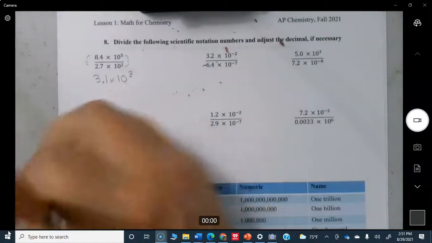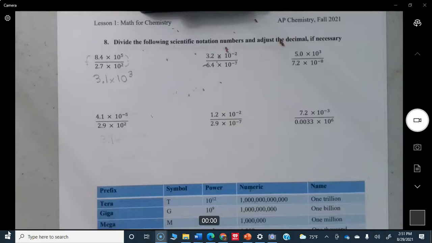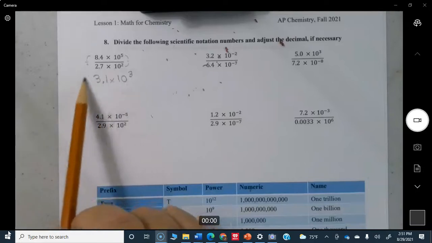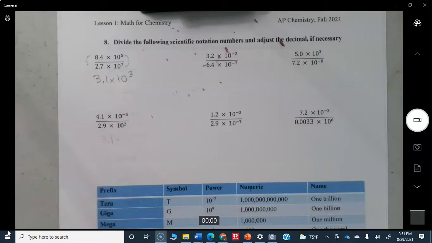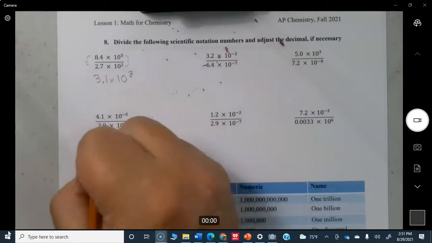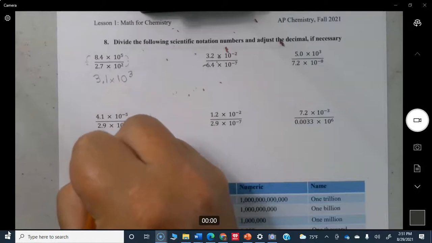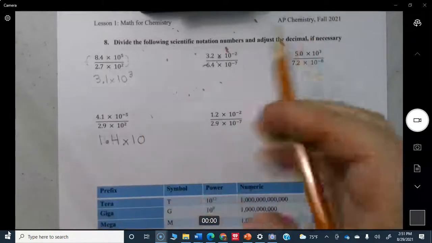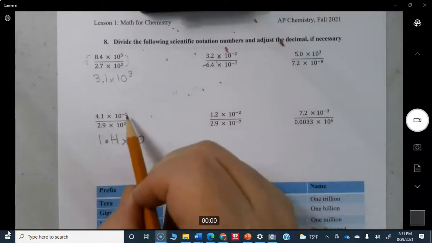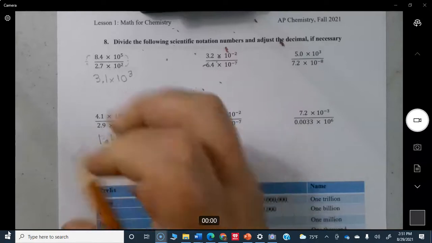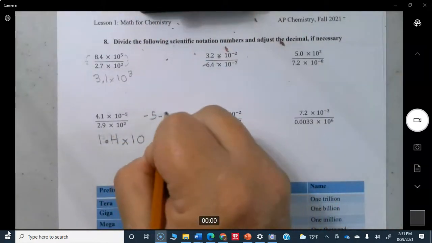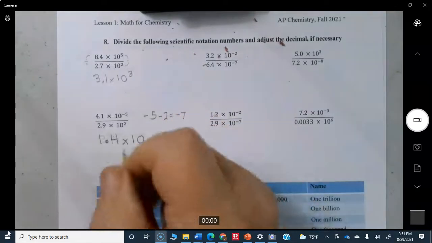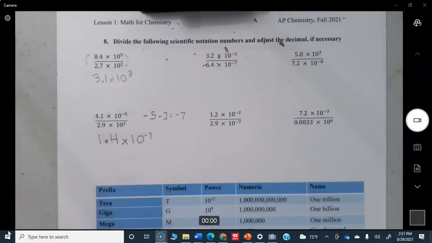All right. Let's go ahead and do this one that I almost did. Okay, so 4.1. By the way, this is a number between 1 and 9.9, so you don't need to adjust the decimal. So 4.1, doing this one right now, divided by 2.9, and it gives us 1.4. So that again is a number between 1 and 9.9. Times 10. Now you've got to be very careful with divisions and not flub up the minus signs. So negative 5, I would actually write it out until you're really good. Minus 2 equals negative 7. So that's going to be to the negative 7.